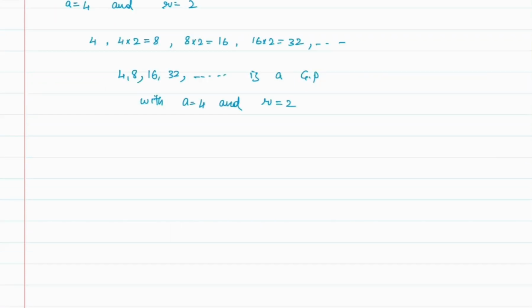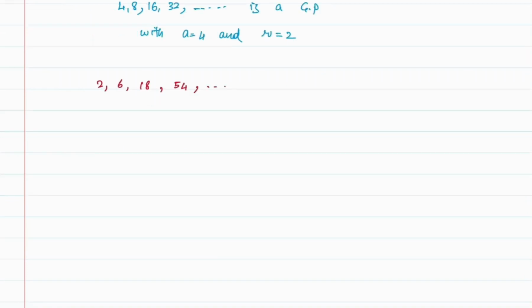Now let's take a sequence and check whether it is a geometric progression or not. Suppose we take the sequence 2, 6, 18, 54, and so on. To check whether this is a geometric progression or not, we need to see the ratio of the nth term and the (n-1)th term. So the ratio of the second term and the first term will be 6 by 2. 6 can be written as 3 times 2, so 3 times 2 by 2. When we cancel 2 and 2, we'll be left with 3.